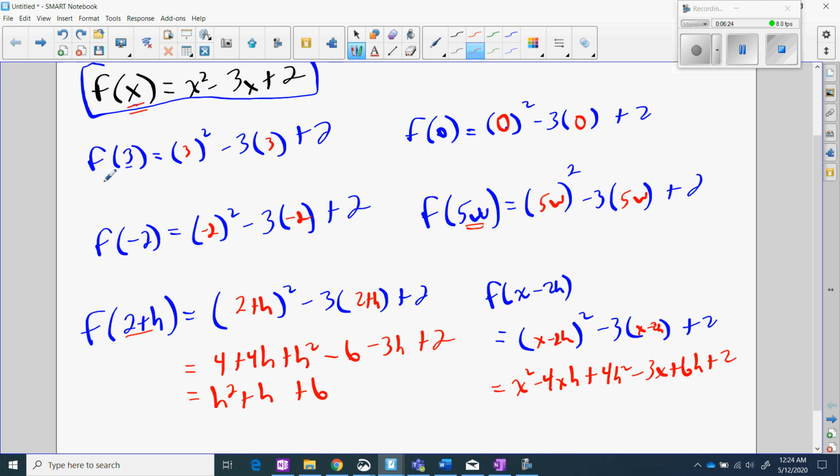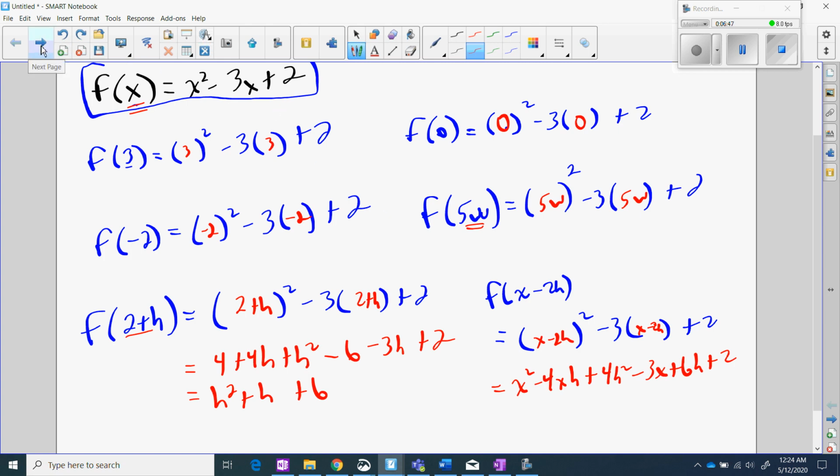And that's the way you say it. You say f at 3, f at 0, f at negative 2, f at 5w, f at 2 plus h, f at x minus 2h. You know, sometimes that word will get replaced too by f of 5w, f of minus 2. Okay, so hopefully that jogged your memories a little bit on function notation.